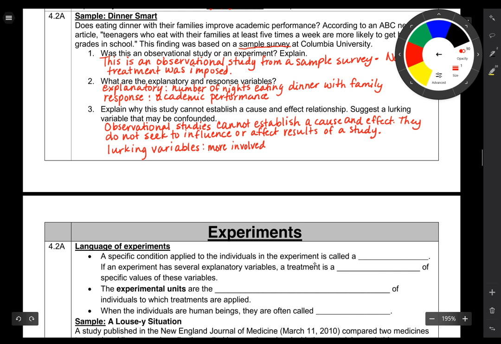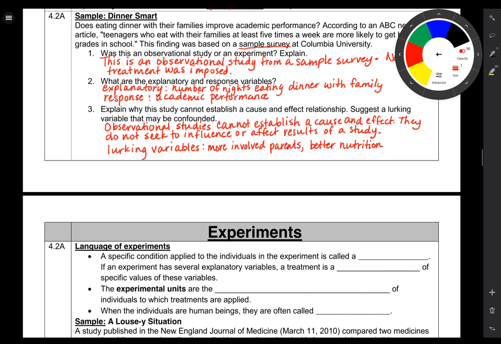And when you have more involved parents who spend time with their teens, their patterns tend to help boost that academic performance because they ask questions, they're involved. So that's one. Another one could be better nutrition, eating dinner with their family every night, getting that proper nutrition, getting the blood flow to the brain, affecting your GPA. So these are additional variables that need to be considered.